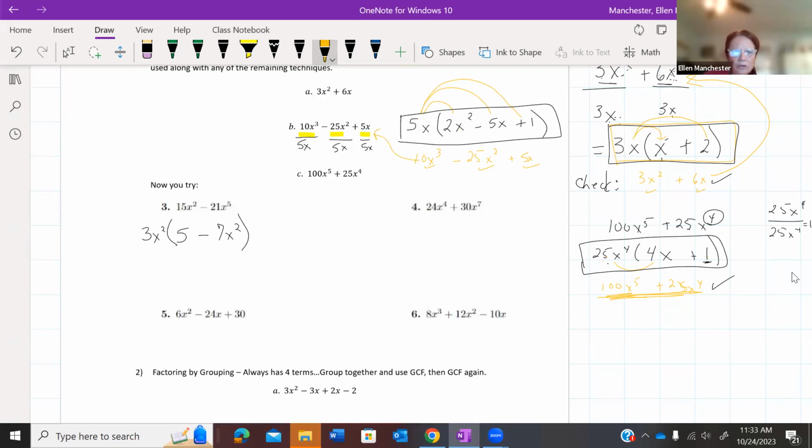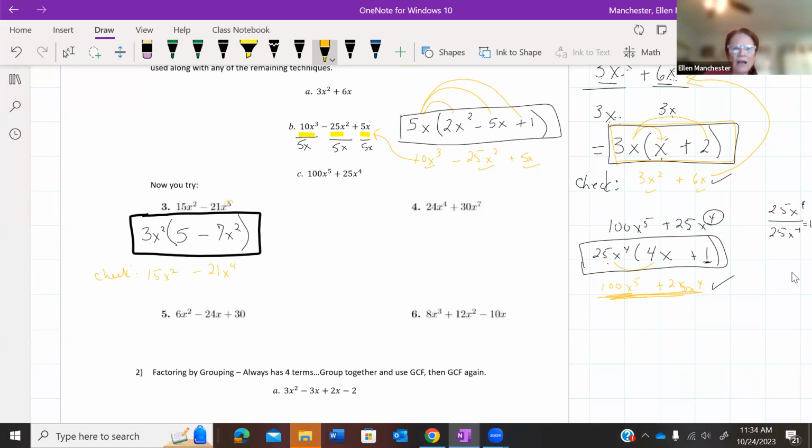And then again, just showing you, so this is the correct answer, right? I'm gonna box in the correct answer and I'm gonna put in yellow the check. And again, just do a mental check. I'm just writing it down so you can see how I'm doing the work, but just do a mental check. 3x squared times 5 is 15x squared. I'm good there. 3x squared times a negative 7x squared is a negative 21x. Okay, this is a great example.